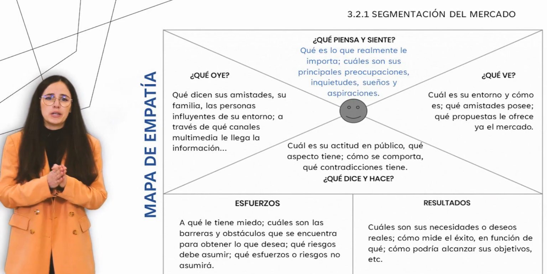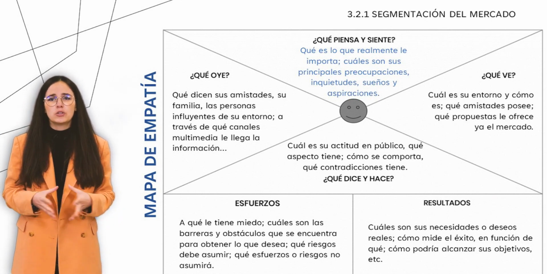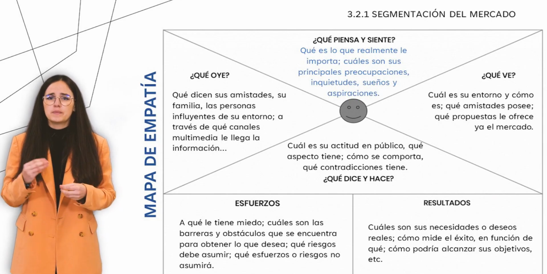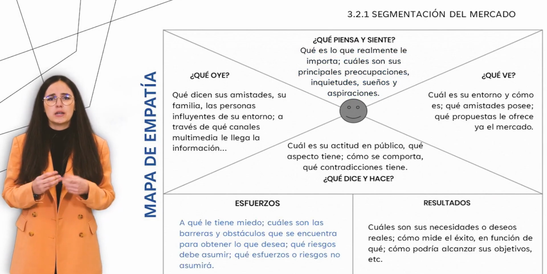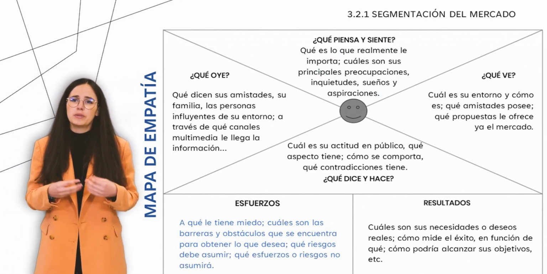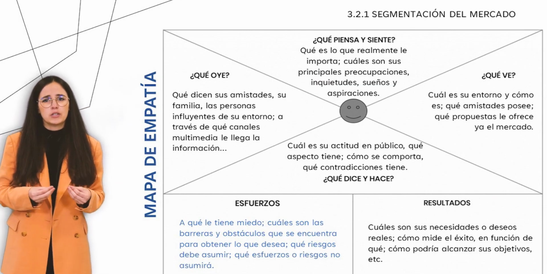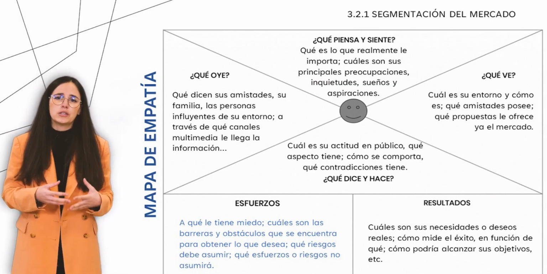What efforts do they make? In this part, we should focus on describing what problems or inconveniences the audience faces, so we can try to solve them with our product, service, and capture their attention. We should answer questions like, what are they afraid of? What barriers and obstacles do they encounter in obtaining what they want? What risks do they face along the way and have to take on? What efforts or risks are they unwilling to take?